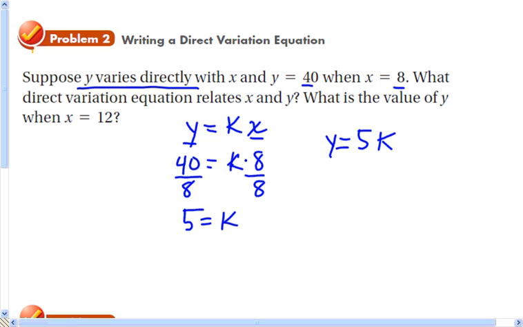Now we want to know the value of y when x is 12. To find that, we'll just substitute 12 for x and multiply. We get y is equal to 60.